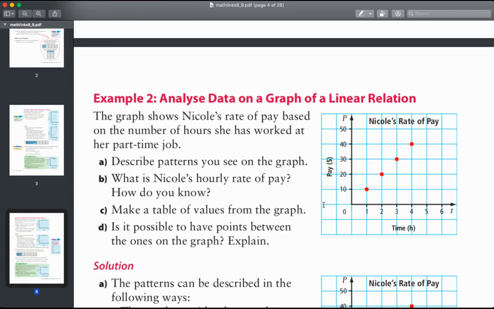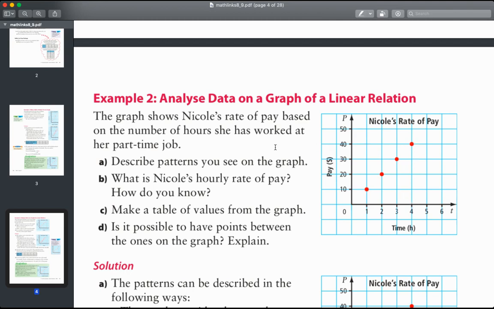Here's another example that I'd like to go through. This one says the graph shows Nicole's rate of pay based on the number of hours she worked at her part-time job. So the number of hours she works affects the pay. That's why the number of hours she works is the x-axis, and the pay is the y-axis. If we look at this pattern, 1 hour worked is $10, 2 hours is $20, 3 hours is $30, and 4 hours worked is $40 worth of pay.